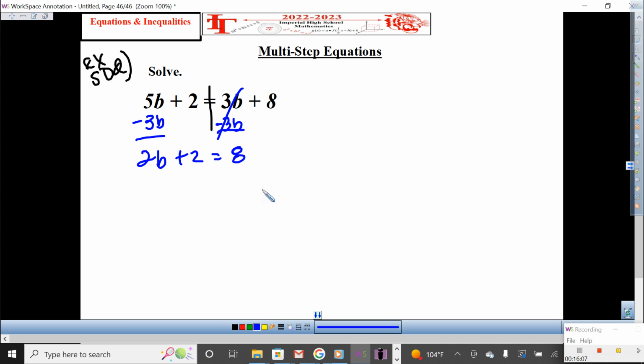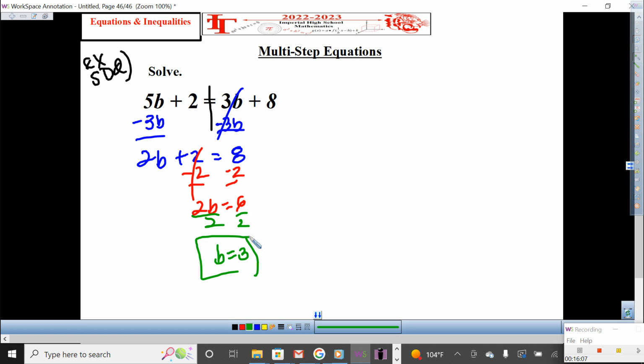So far so good, yes? All right. Continue, Jonathan, go. We subtract 2 on both sides. We got 2b equals 6. And at the end, everyone, divide by 2. We got b equals 3. And have you got that? All right. So we're getting there, yes?